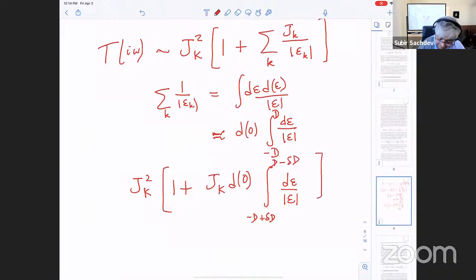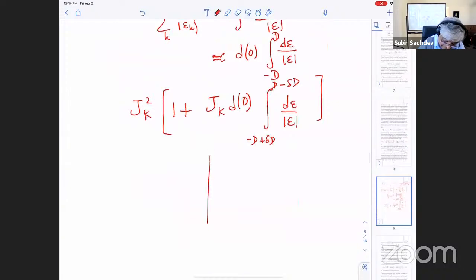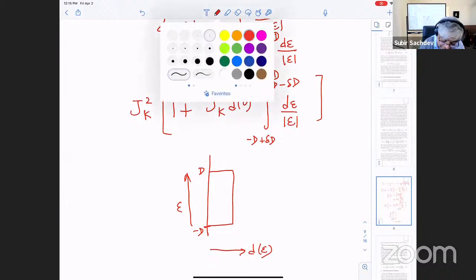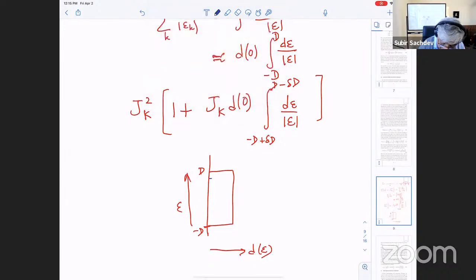So the basic idea is that I have some density of states here. This is energy E. This is my density of states. This is minus D. That's D. And instead of doing the integral over all energies, what I'm going to do is just integrate over a tiny window here. This window and this window. And call this width delta D.